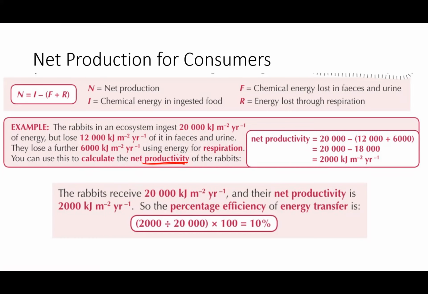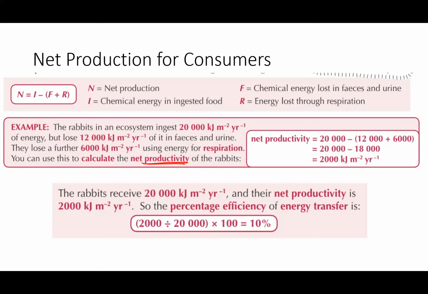So all you have to do here is 20,000 minus your 12,000 plus your 6,000. So your 12,000 plus your 6,000 give you 18,000. So you do 20,000 minus 18,000 to give you an answer of 2,000 kilojoules per meter squared per year. So the rabbits receive 20,000 kilojoules per meter squared per year, and their net productivity is only 2,000 kilojoules per meter squared per year.